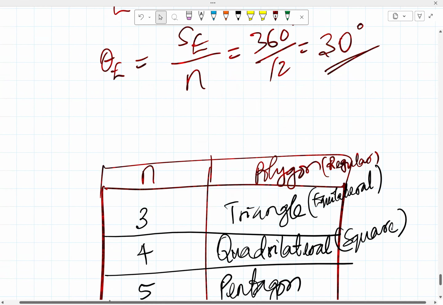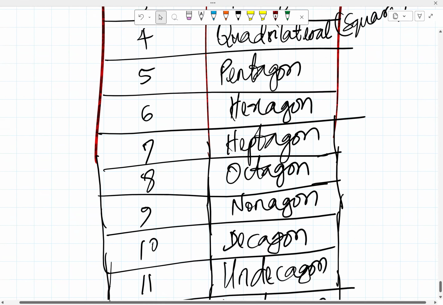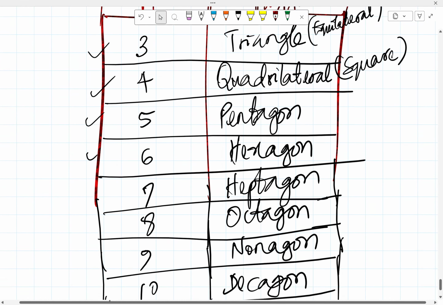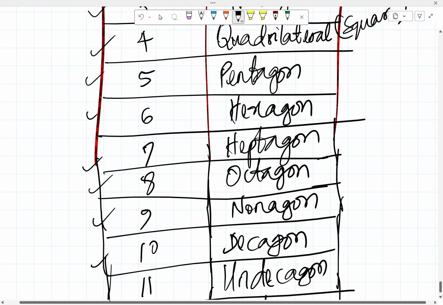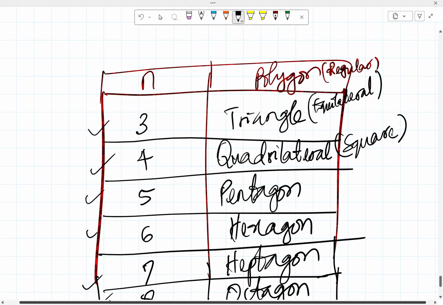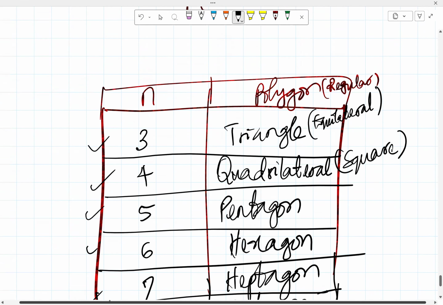So those should be the first 10 polygons. That's 1, 2, 3, 4, 5, 6, 7, 8, 9, 10. Those are the first 10 polygons. We can keep going. You can even have a 100-sided polygon, but I don't know what the name is called in that case.